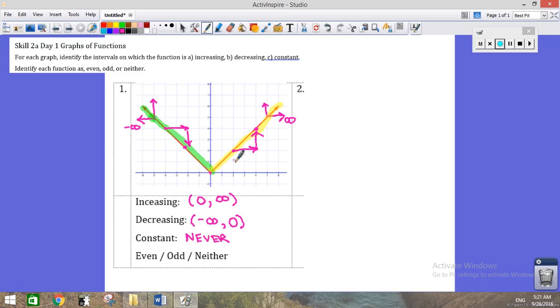When they're asking us if a function is even or odd, they're asking us about symmetry. Even functions are symmetric with respect to the y-axis. The left-hand side and the right-hand side will be mirror images of each other. Odd functions are symmetric about the origin. So when you rotate at 180 degrees, if you get the same graph, then you know it's an odd function. So since the left-hand side is a mirror image of the right-hand side, we know this to be an even function. All right.